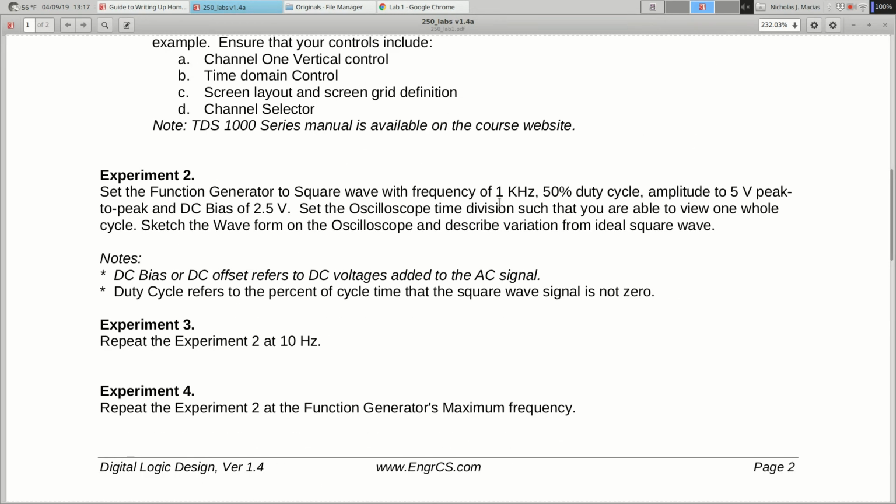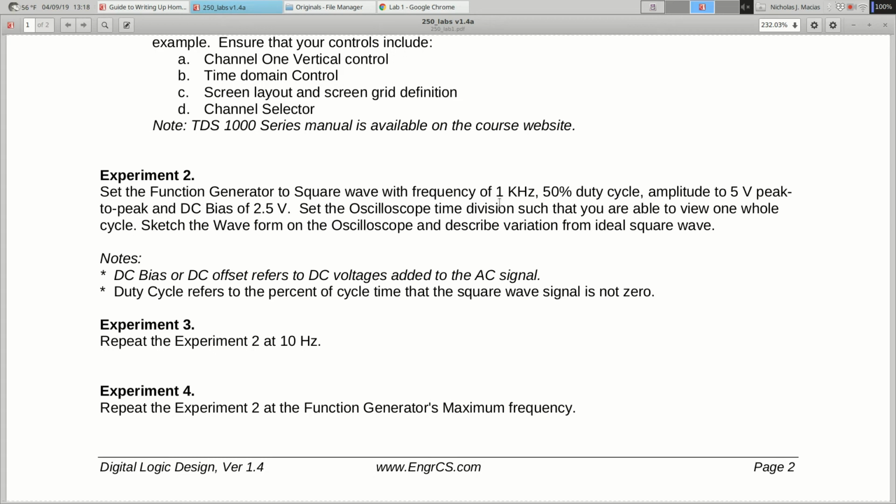Experiments 2 through 4 are just working with the function generator and oscilloscope. So you're basically going to hook these 2 pieces of equipment together, and you're going to set the function generator in different ways, and you're going to observe what's happening using the oscilloscope. That's the high-level description, and I'll tell you about the details in a moment.